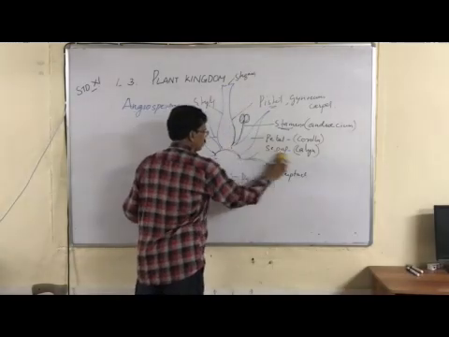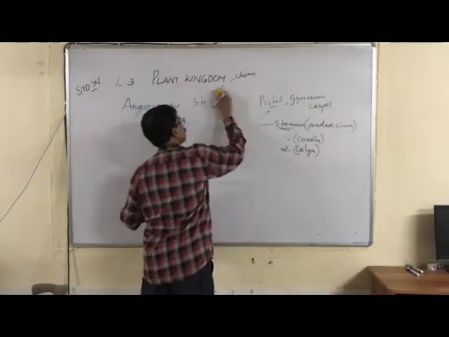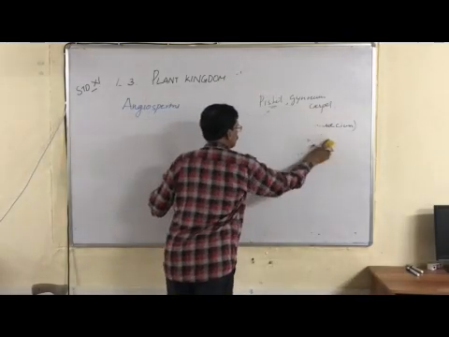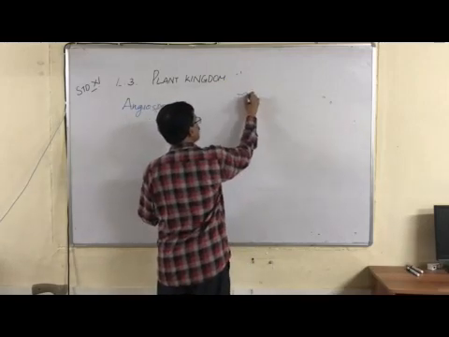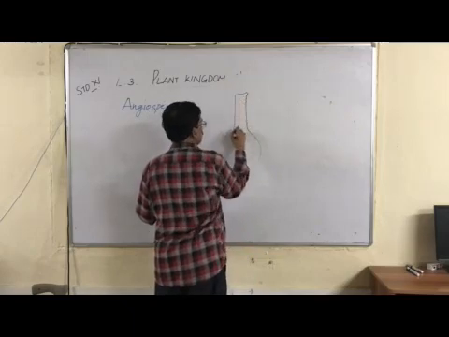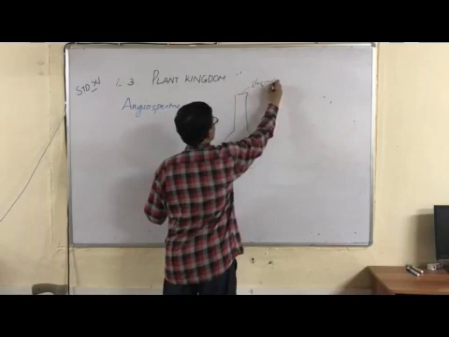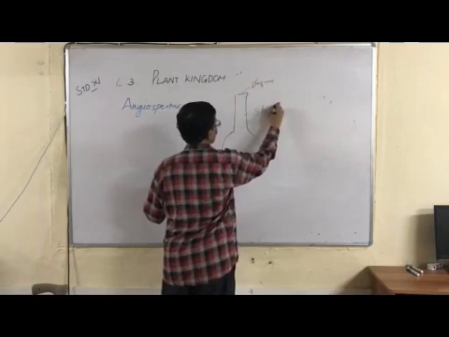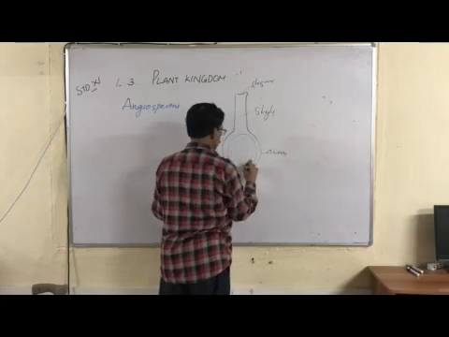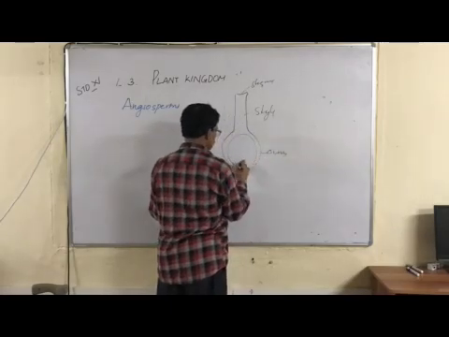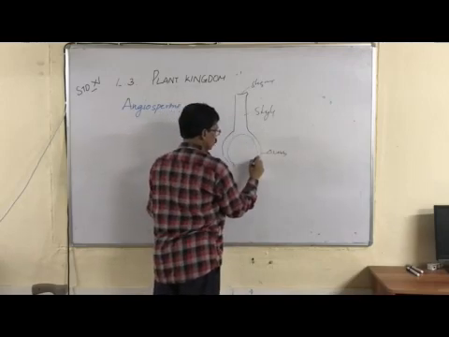Now let's draw the pistil or gynoecium separately. As I said, it has 3 parts: stigma, style, ovary. Inside the ovary you can see the ovule. Ovule is found inside the ovary. This is the ovule.